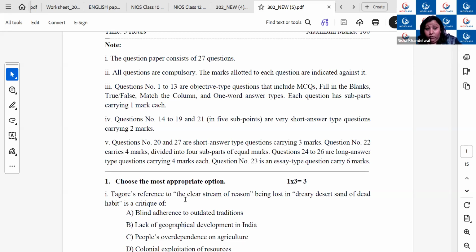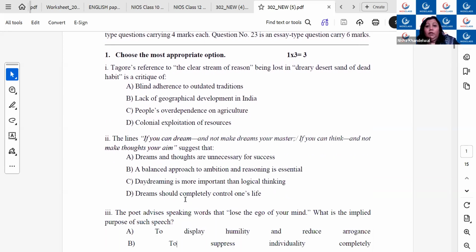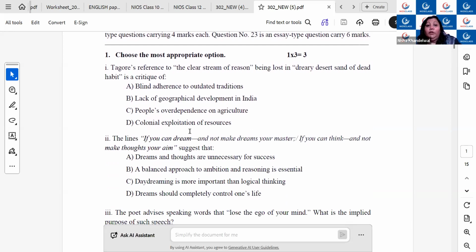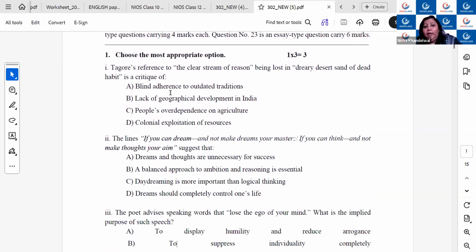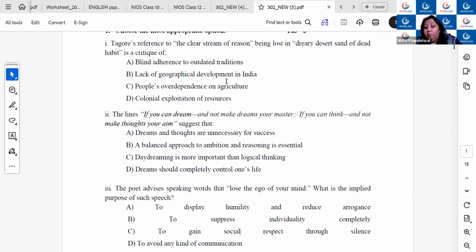That is called MCQ, the short answer, very short, objective type. So you can see over here, Tagore's reference to the clear stream being lost in the dreary desert of dead habit is a critique of, now what you need to understand. The first is blind adherence to outdated traditions, lack of geographical development in India, people's over dependence on agriculture, colonial exploitation of resources. So the option would be A. So these are MCQs, and these are very scoring. This is a very scoring part of the question paper if you have learned the chapter in a very well manner.